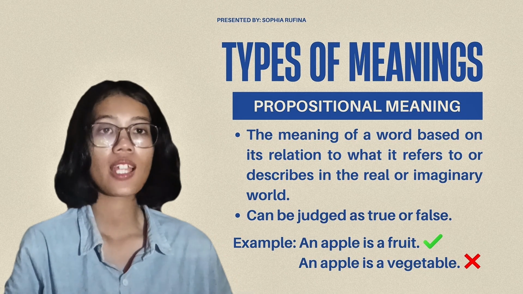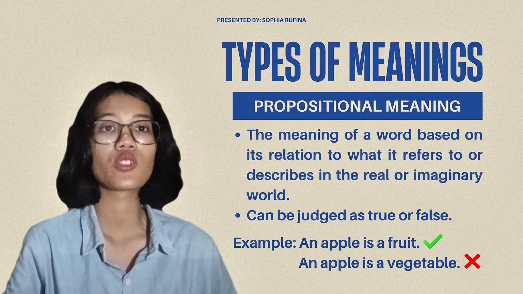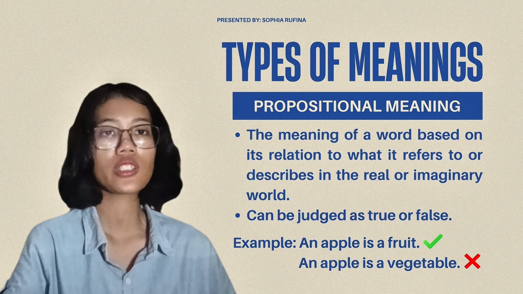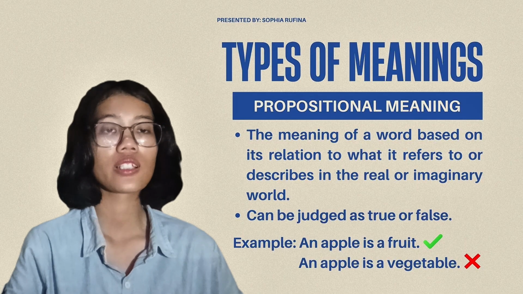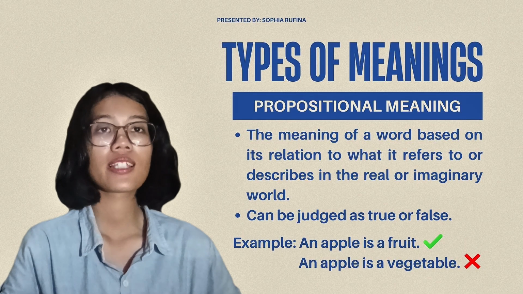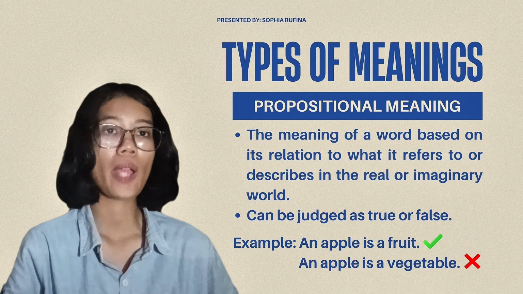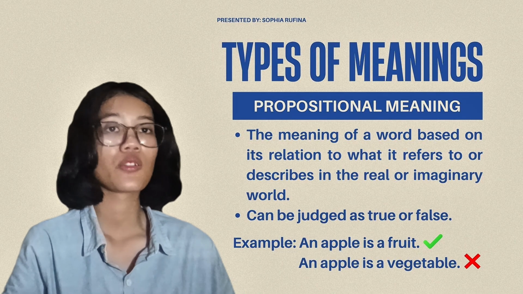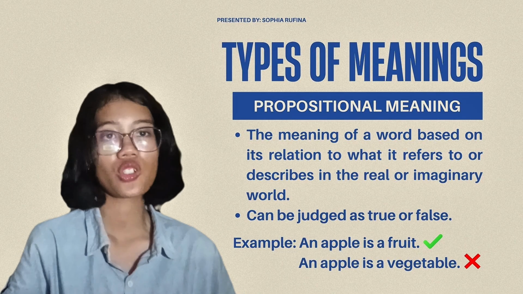For example, if I say an apple is a fruit, that is true. But if I say an apple is a vegetable, it's false. Why? Because the literal meaning of apple is wrong. In reality, an apple is a fruit, not a vegetable.